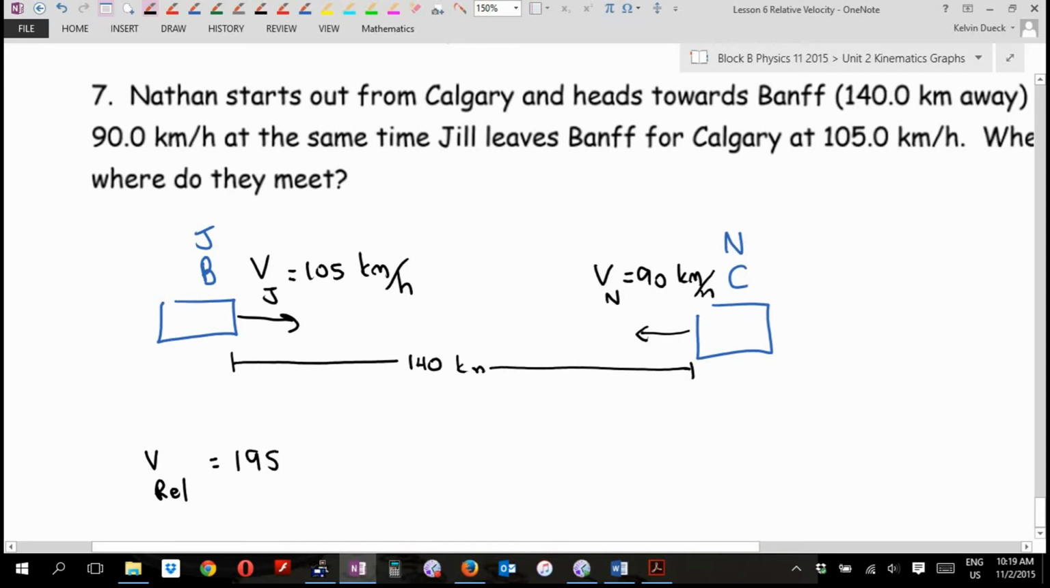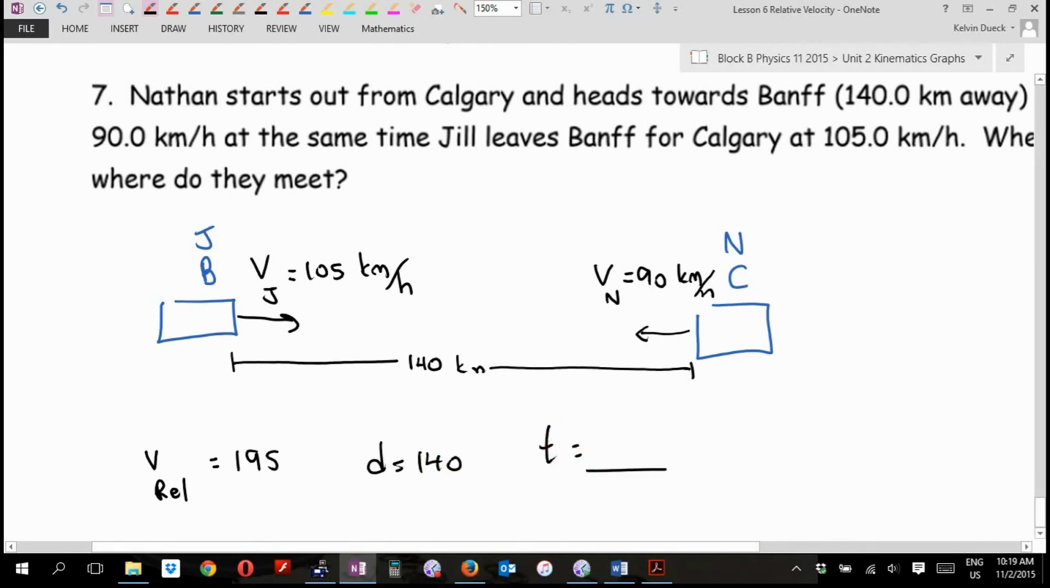And if I pretend Jill is standing still, how far does Nate have to travel? 140. Mr. Dewitt, they're going to meet somewhere. Yeah, I know that. But I'm going to tell you, if you add up their total distance, it's going to be 140 kilometers, whether Jill travels more of it or whether Nate travels more of it. I'm telling you, the total distance is going to be that.